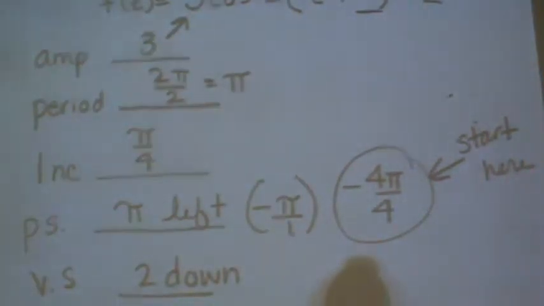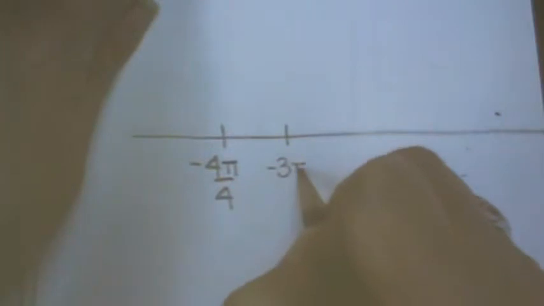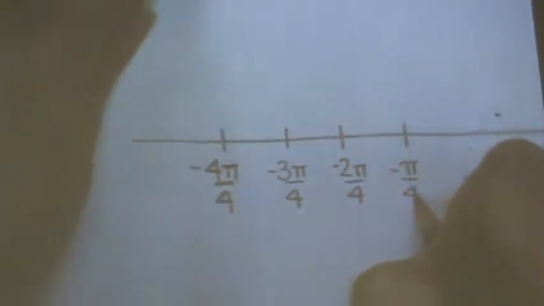So how are you going to graph this? You're going to start at negative 4 pi over 4. So this is what I do. I draw my negative 4 pi over 4. And now we're going to count by pi over 4. So if I went pi over 4 this way, what do I have? Negative 3 pi over 4. Negative 2 pi over 4. Negative pi over 4. 0 pi over 4. 2 pi over 4. 3 pi over 4. 4 pi over 4, and so forth.